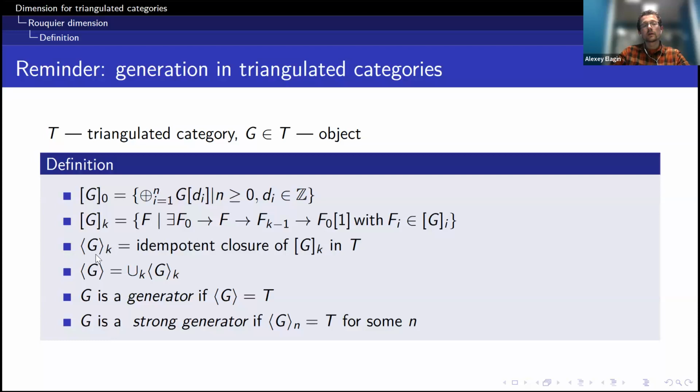Then I denote by G with angular brackets the idempotent closure of this. So I add all direct summands of objects in G_k. And this is the union of all G_k. So this is the minimal thick triangulated subcategory in T containing the object G. G is called a generator if this category is all of T, and it is called a strong generator if already at some finite number of steps one can obtain all objects in T.